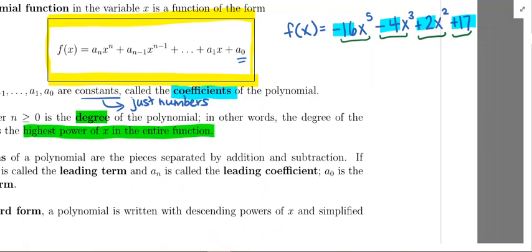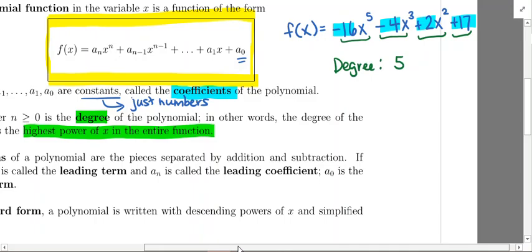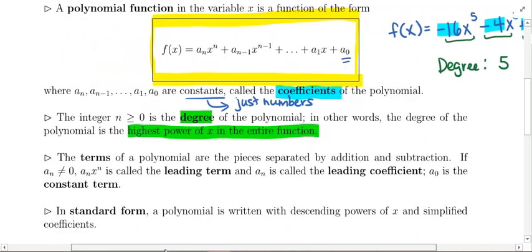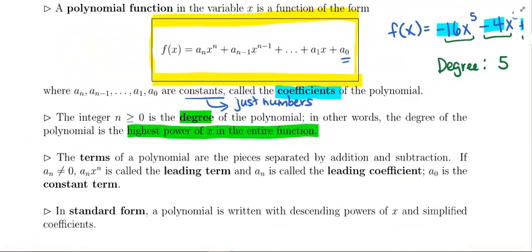If I come over to this polynomial, the highest power of x that I see in the whole thing is 5 right here, x to the 5th. Highest power of x is 5, so this is a degree 5 polynomial. All right, next, terms.